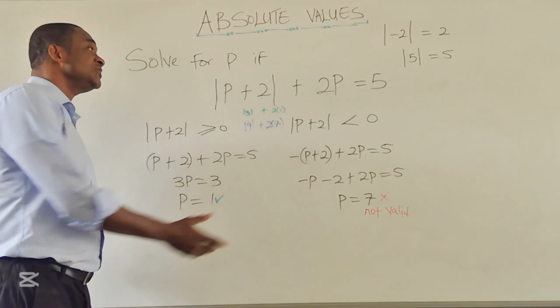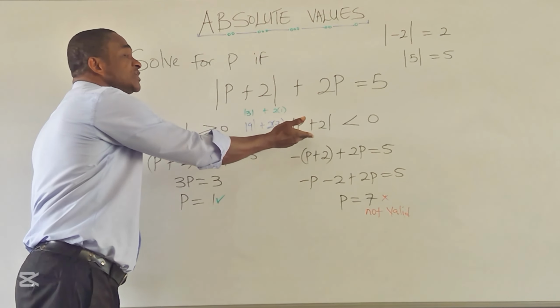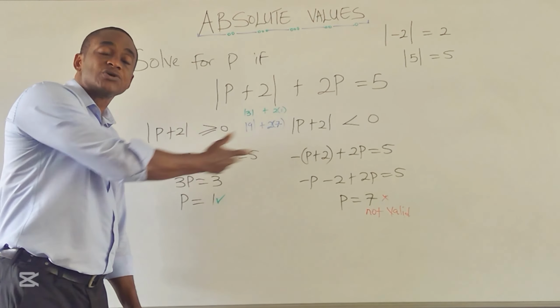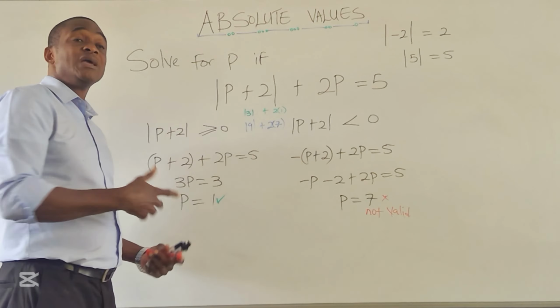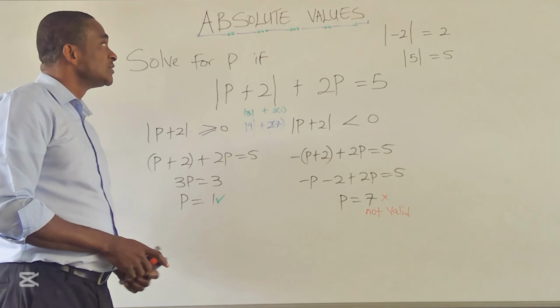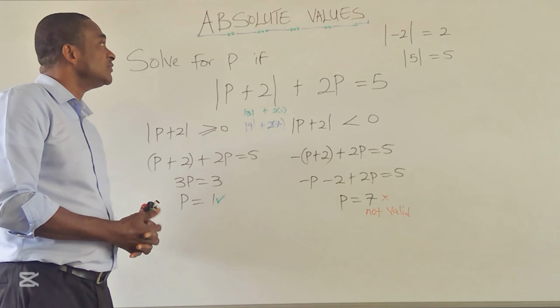It is very important that you check, because these conditions must be met, and we need to check if these conditions are valid. In some cases, both of them will be valid for the given expression. In other cases, they may not. This is how we approach absolute values.